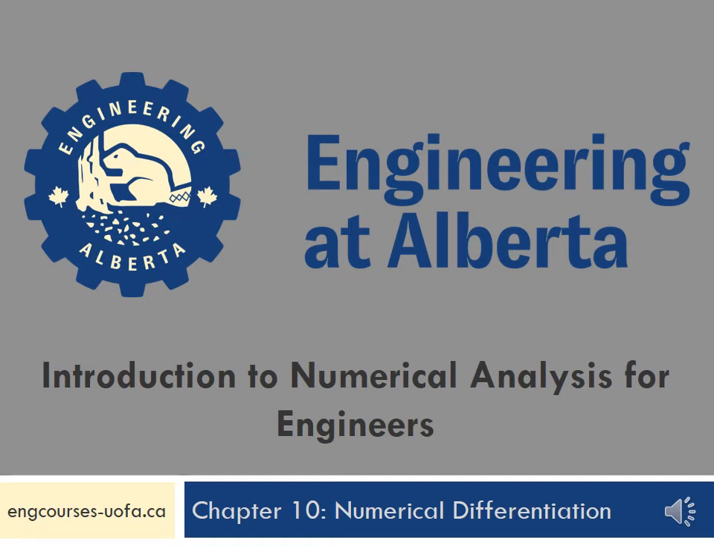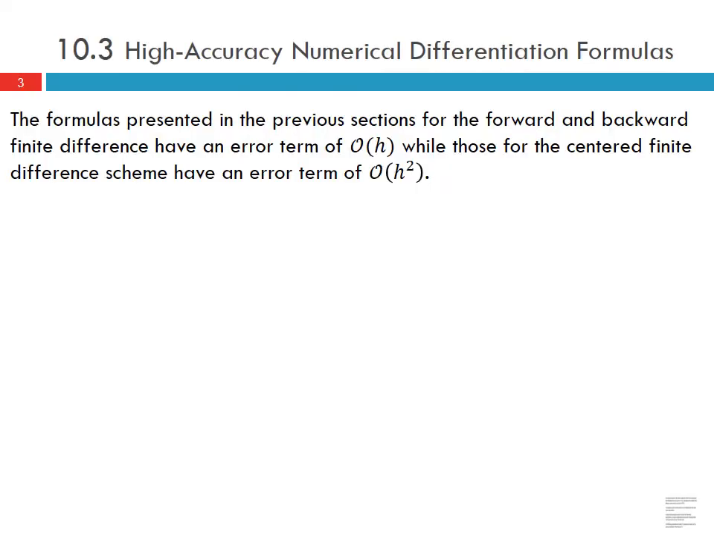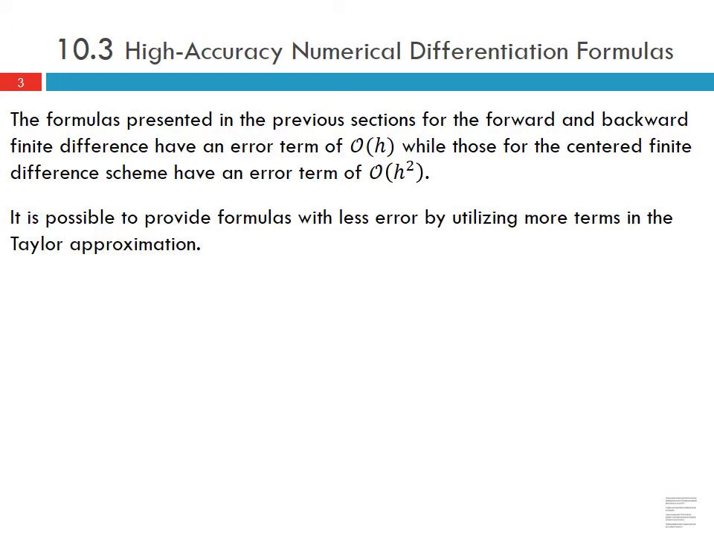In this video, we are continuing our discussion of numerical differentiation, and in particular, we're talking about high accuracy numerical differentiation formulas. The formulas presented in the previous sections for the forward and backward finite difference have an error term of order h, while those for the centered finite difference scheme have an error term of order h squared. It is possible to provide formulas with less error by utilizing more terms in the Taylor approximation.